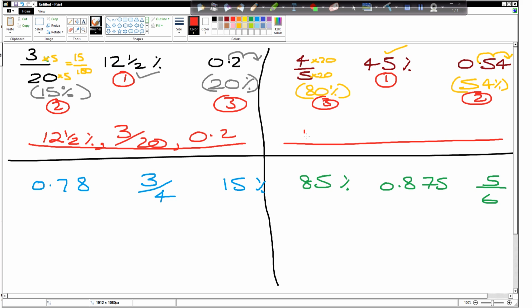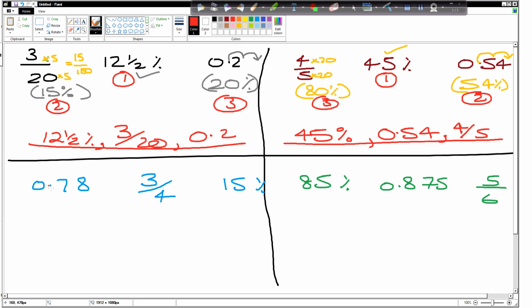What's the smallest answer? It actually is 45%. And the next answer is 0.54, the actual original value. And the last one is 4/5. And that's how we do them. That's how we do these questions. Let's do one more here for good measure.